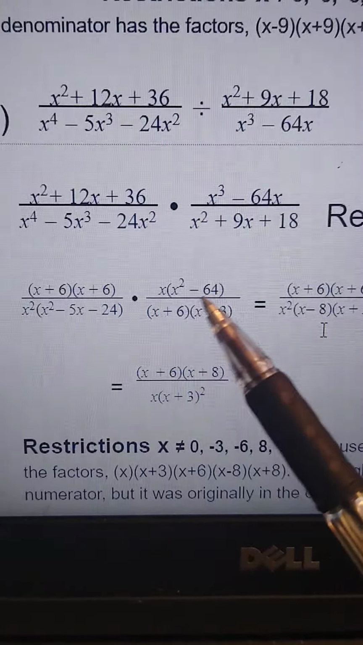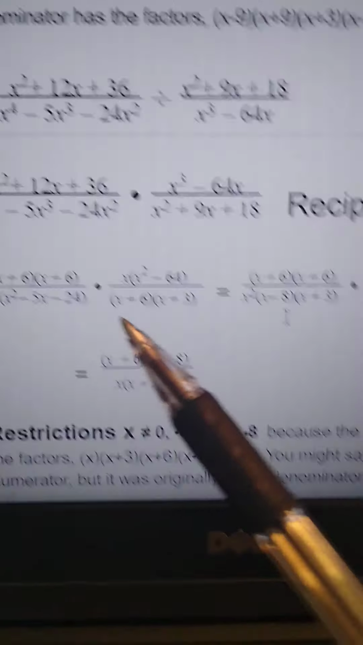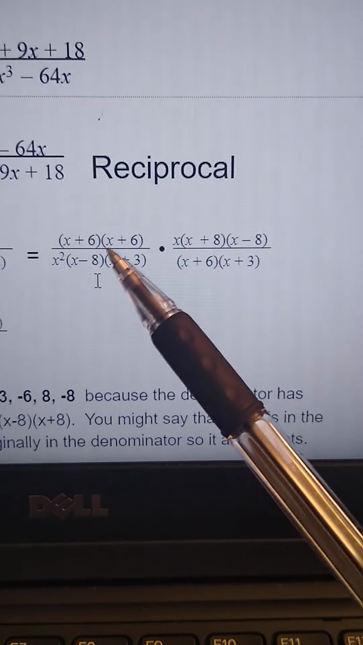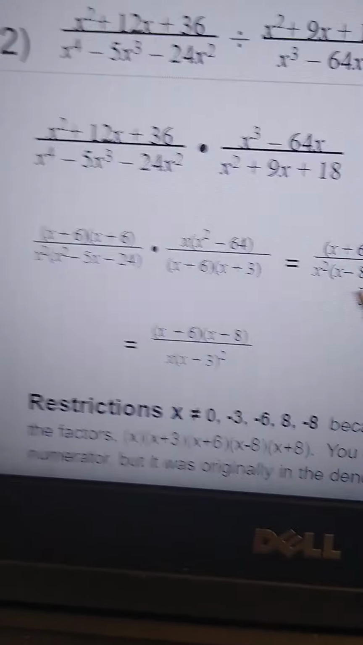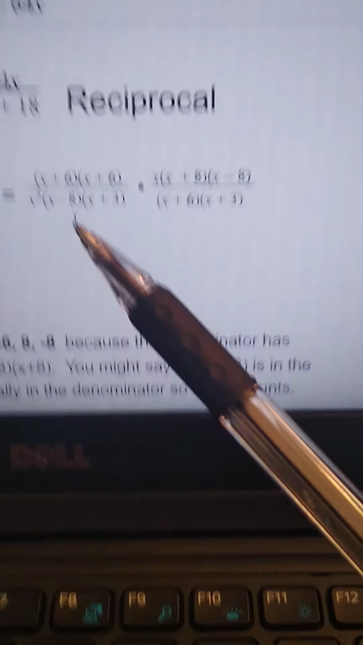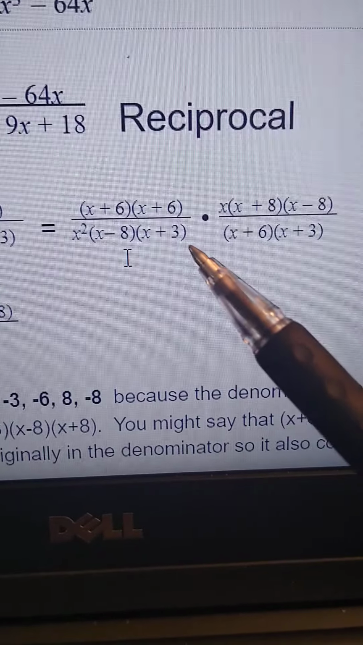Now I do have to factor this and this real quick. So again, I have my 2 x plus 6's, and I'm going to factor factors of 24 that give me negative 5. So minus 8 and plus 3, multiply to make 24, and also add up to make negative 5. And that conjugate rule, x squared minus 64, x plus 8, x minus 8. So now everything's factored. Now let's see what we can cancel.